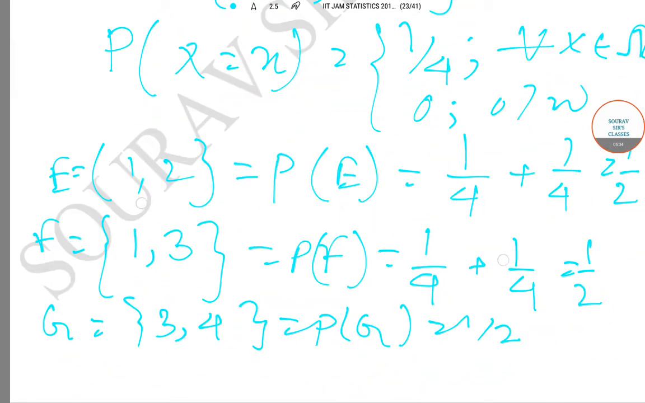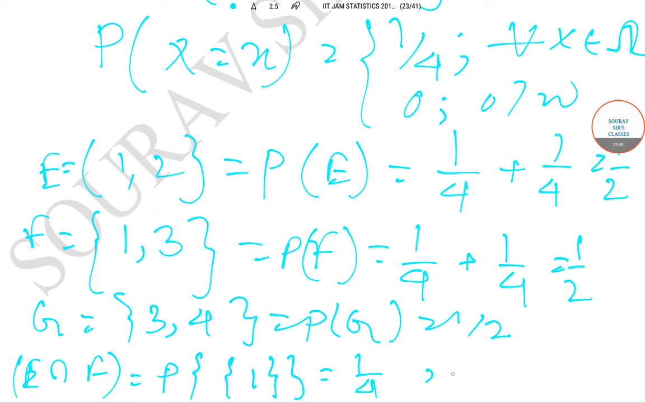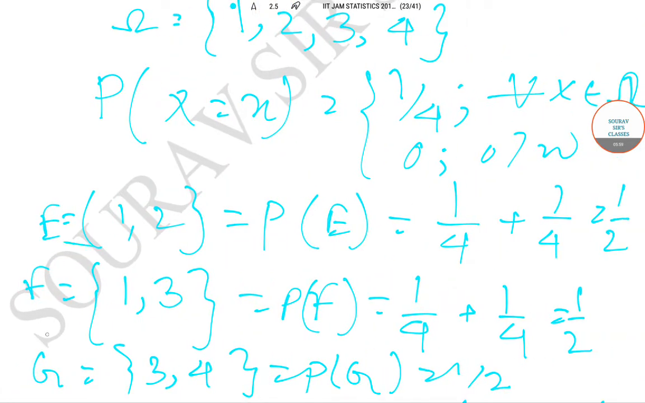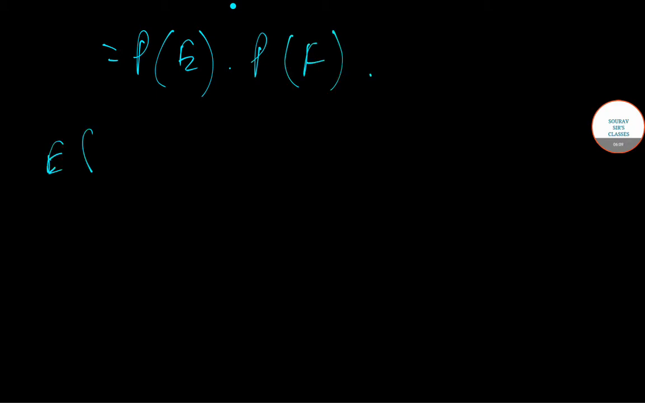So let's check the first statement. E intersection F is equal to the set {1}, with probability 1 by 4, which is equal to half into half, is equal to 1 by 4. That is equal to P of E multiplied by P of F. So E and F are independent.